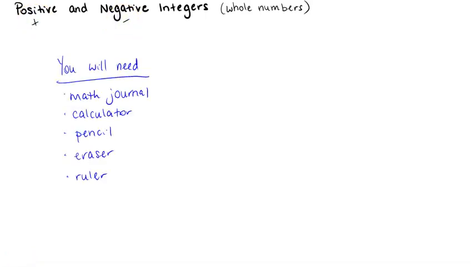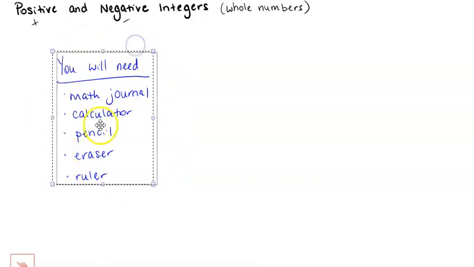But just like the last video, you're going to need the same materials. You're going to need your math journal, a calculator, pencil, eraser, and ruler. So if you don't have those things, make sure you pause the video, go get them, and then come right back.